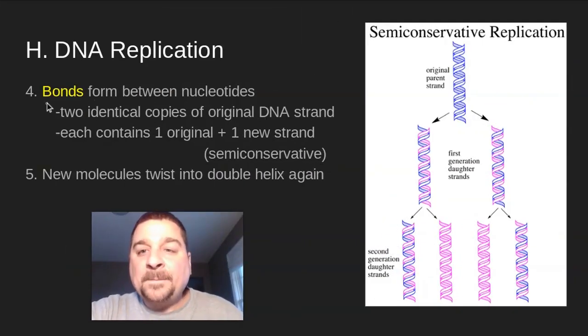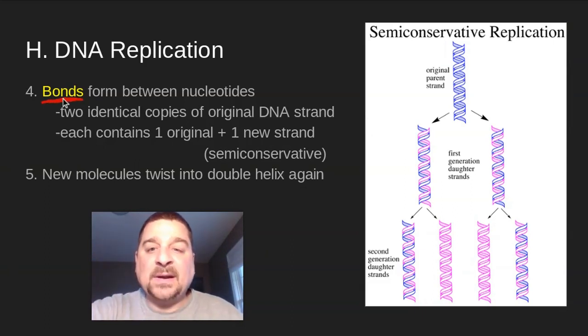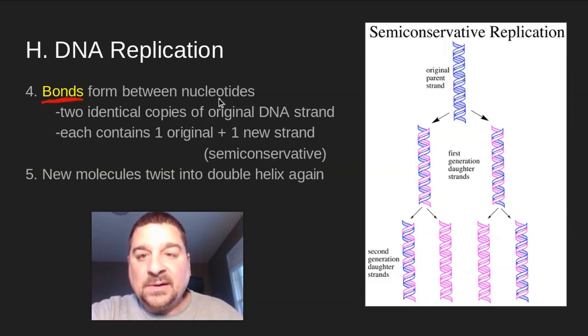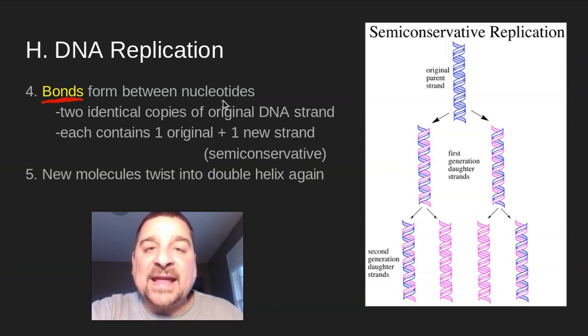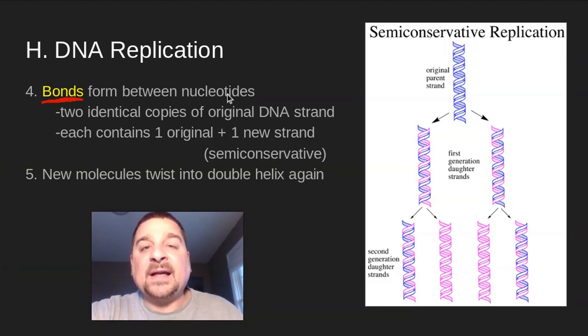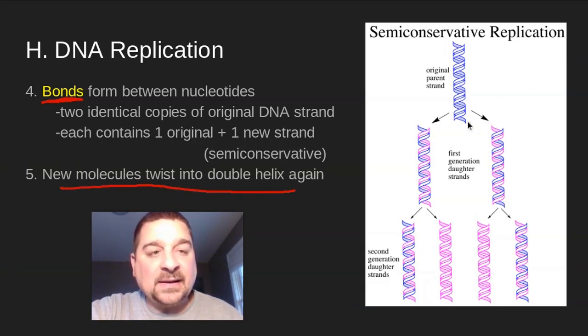Okay, step 4. Now that we have the new base pairs built using the old code, bonds formed between the nucleotides. We call them phosphodiester bonds between the phosphates of one nucleotide and the deoxyribose sugar of the next nucleotide, and they all get strung together so that when you get done, the new molecules twist into the double helix.